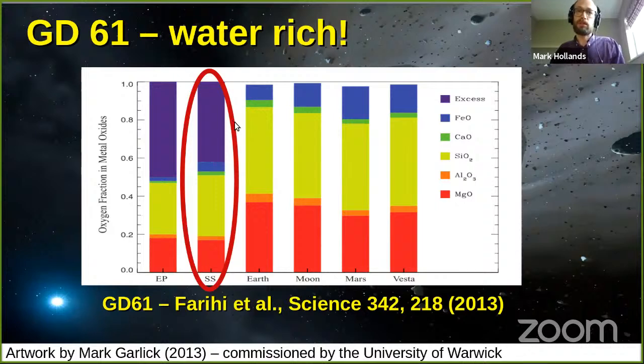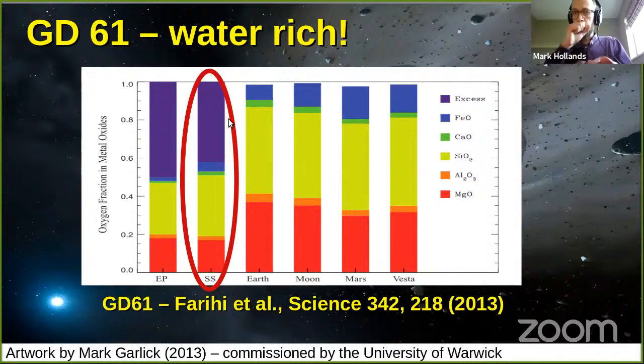And this makes even more sense when you consider that GD61's atmosphere is mostly helium, but there is some trace hydrogen in there, and it's comparable to the amount that you might expect if the rest of the oxygen is from water. So that's a particularly nice discovery.